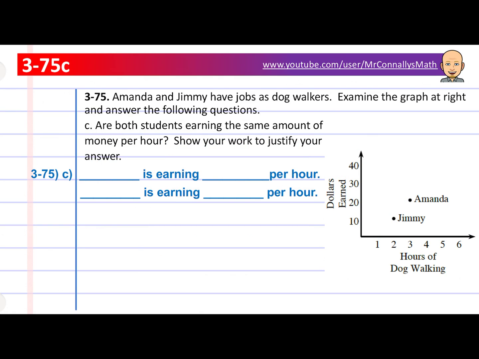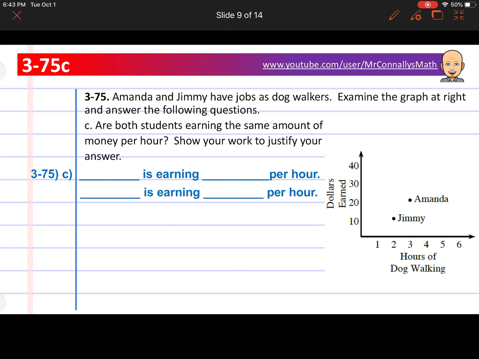Here we go. Amanda and Jimmy have, oh, we already did this one. So we're doing C. Are both students earning the same amount of money per hour? Show your work to justify your answer. Okay, shoot. On the last slide, I did all the work. Let's do it again. So we see Amanda works about 3 hours, makes about 20, maybe $21 if we really wanted to say it. That would be so much easier. And then Jimmy works about 2, and he makes about $10.